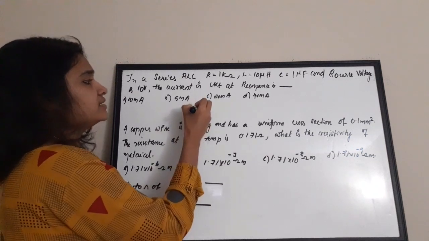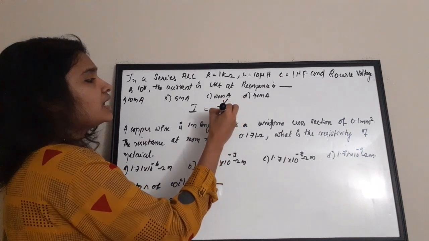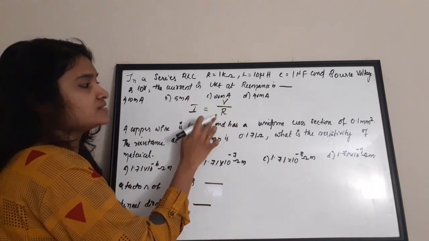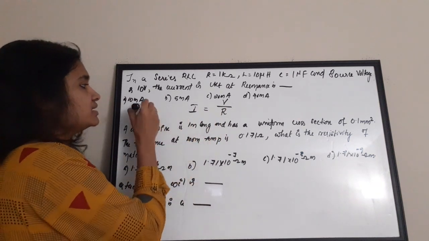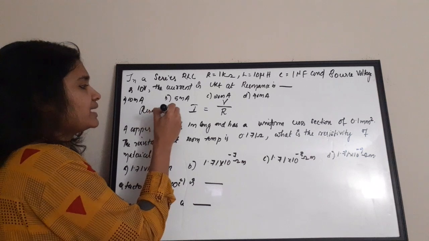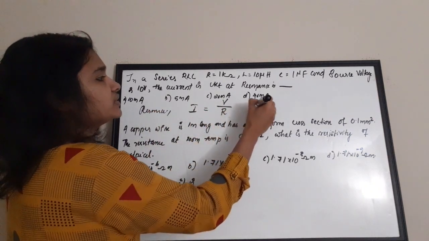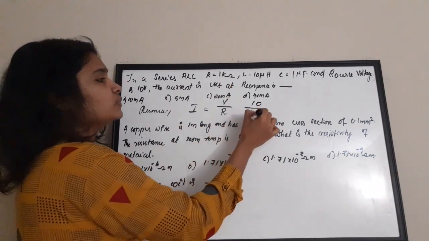So you can write I is equal to V by R. Earlier the impedance was a combination of R, L and C, but here at resonance, I is equal to V by R. The source voltage is 10 volt, so 10 by the resistance value, which is 1 kilo ohm.